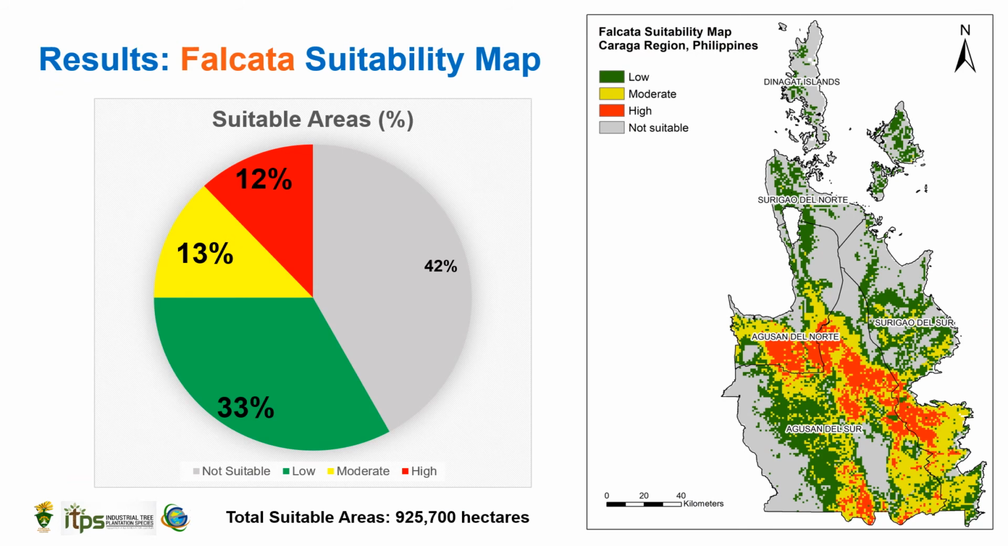This figure shows the Falcata suitability map, which was a result of the classification of the Maxent logistic output or probability map. Statistics derived from this map revealed that 33%, 13%, and 12% of the Caraga region's total land area are classified as low, moderate, and high suitability respectively for Falcata plantations. The total suitable area was estimated to be 925,700 hectares.